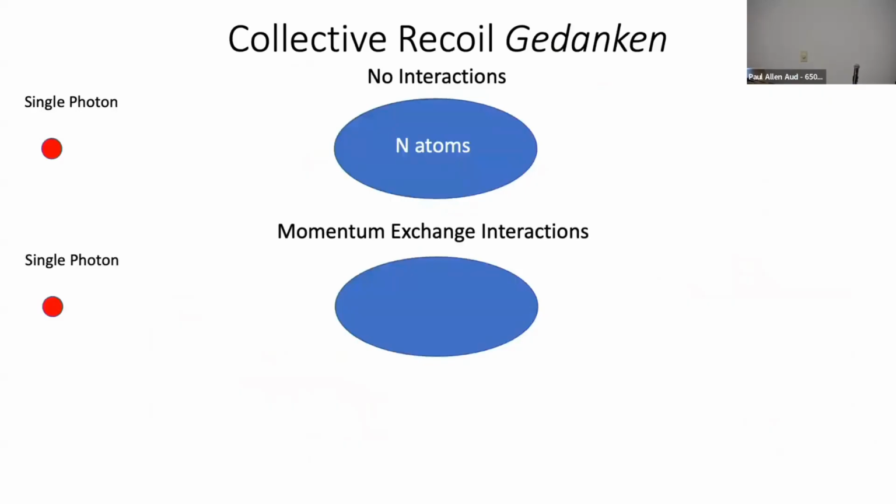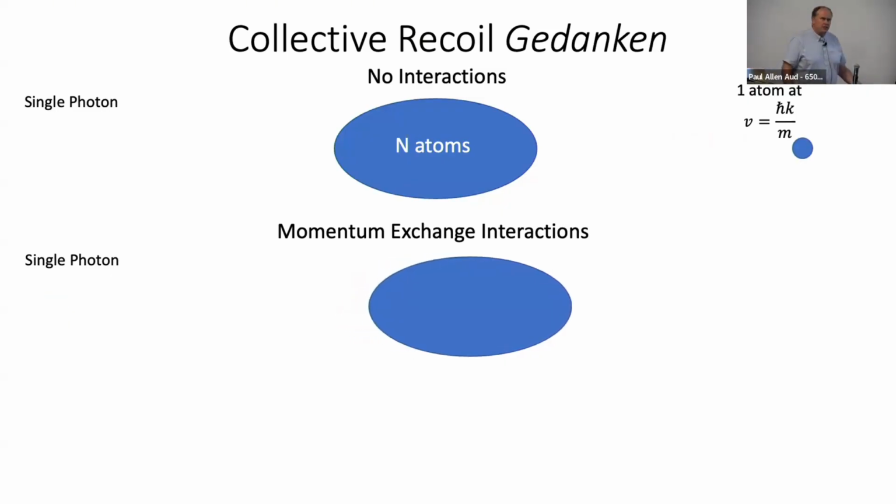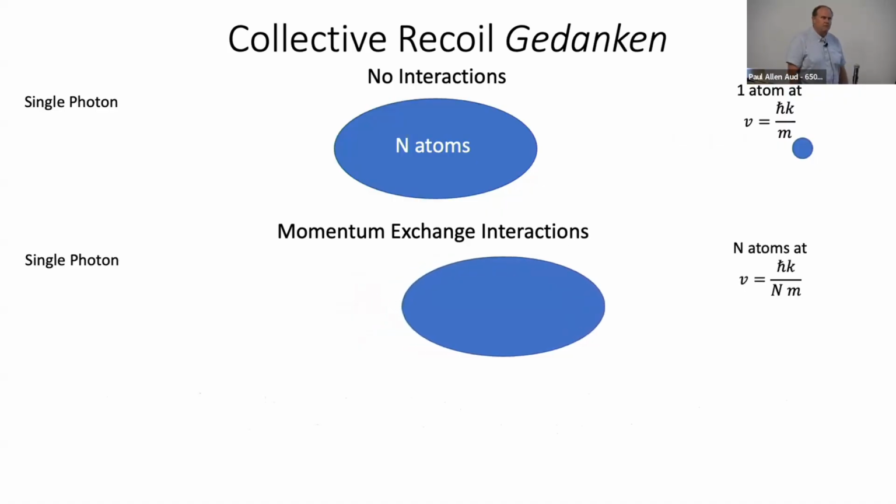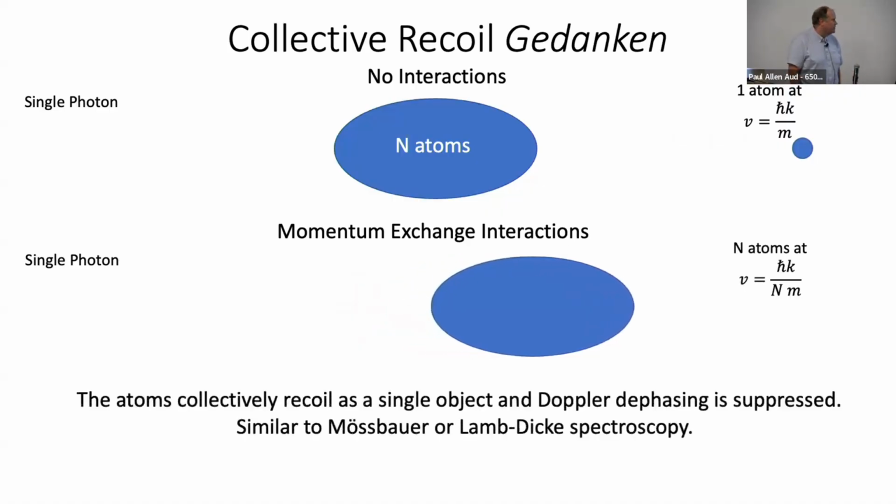Good. So what I'm telling you is, here's a Gedanken experiment. If I have N atoms over here and I have no interactions on, and I have a single photon gun, I shoot it into this cloud of atoms and it gets absorbed, some later time, one atom will come out with velocity h bar k over m. Just conservation of momentum. If I turn on these momentum exchange interactions, what I'm telling you is that the whole cloud actually absorbs that momentum. It recoils as a single unit.